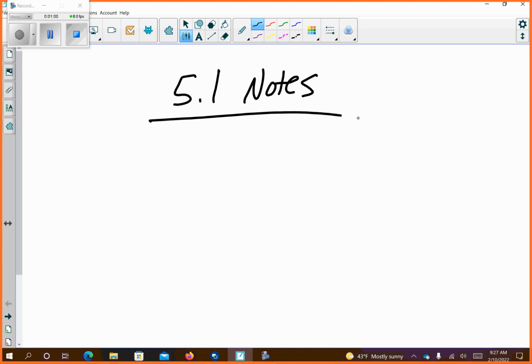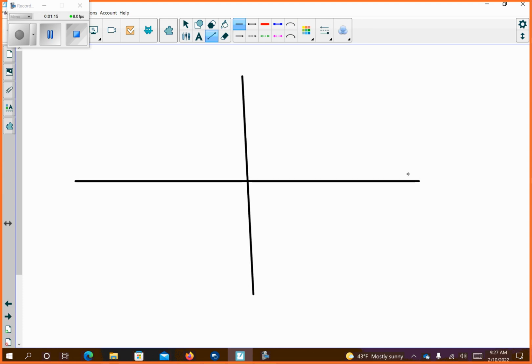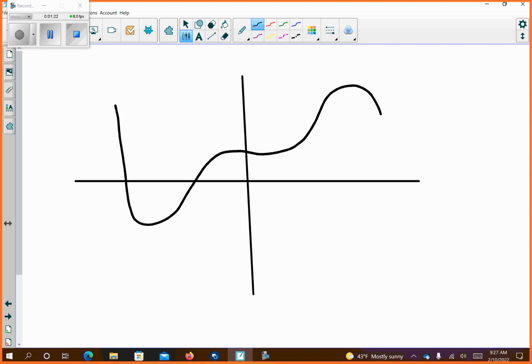Okay, so 5.1, increasing, decreasing, maxes and mins and horizontal points of inflection. That would be a mouthful. All right, so I'm going to try and regenerate this graph that they have drawn. I hope to do an okay job of it. Oops, I can't actually hear it. All right. Does that look kind of sort of close?